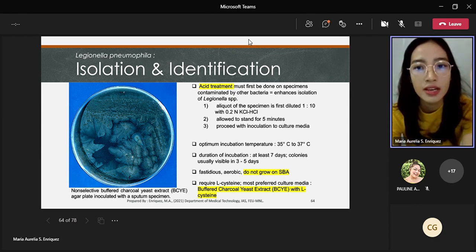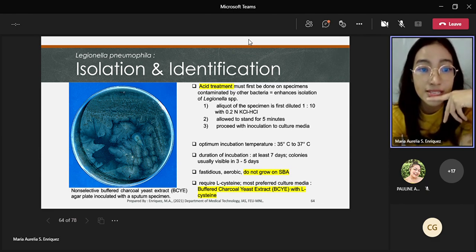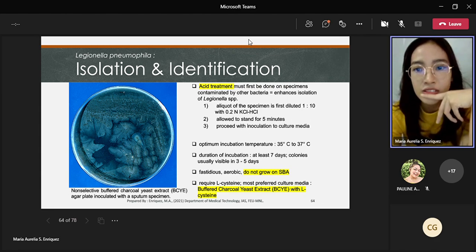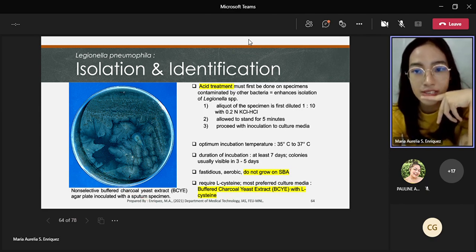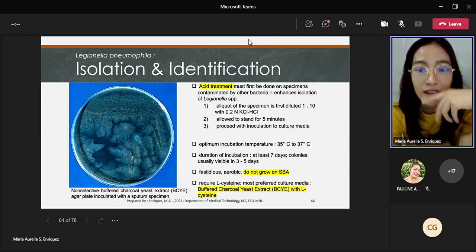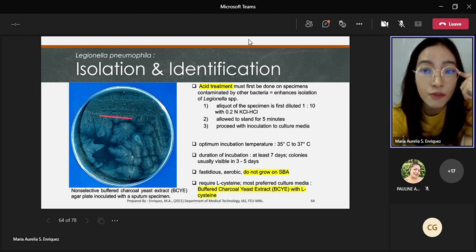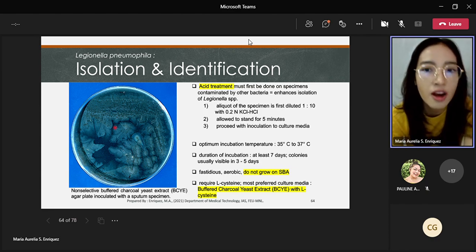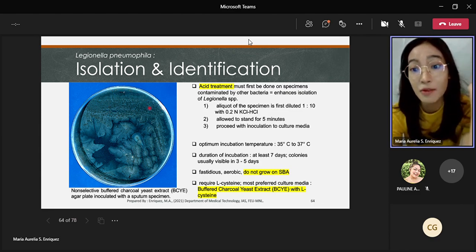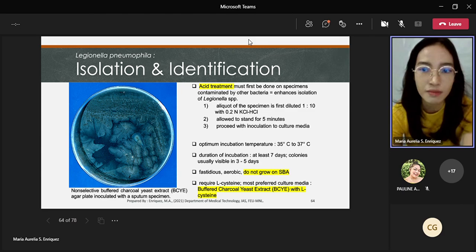Right? Ayan. And then, take note of the preferred culture media, which is the buffered charcoal yeast extract with L-cysteine. Ayan. So, buffered meaning its pH has been adjusted to 6.9. Alright, so again, kapag sinabi po na buffered charcoal yeast extract, dapat po maisip nyo na agad yung Legionella pneumophila. So here on the left is a photo of an inoculated BCYE agar with no additional antimicrobials. Hence, we would be able to observe heavy growth of other contaminants that were not killed during the acid treatment.